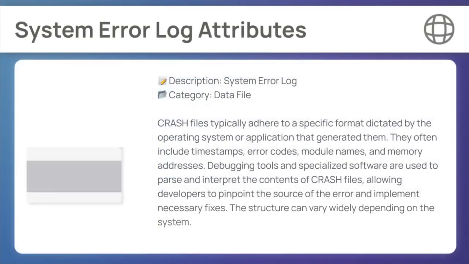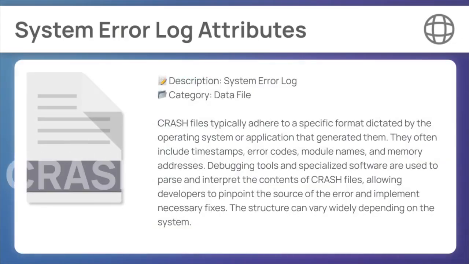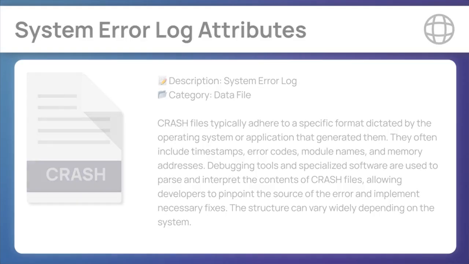Crash files typically adhere to a specific format, dictated by the operating system or application that generated them. They often include timestamps, error codes, module names, and memory addresses. Debugging tools and specialized software are used to parse and interpret the contents of crash files, allowing developers to pinpoint the source of the error and implement necessary fixes. The structure can vary widely depending on the system.